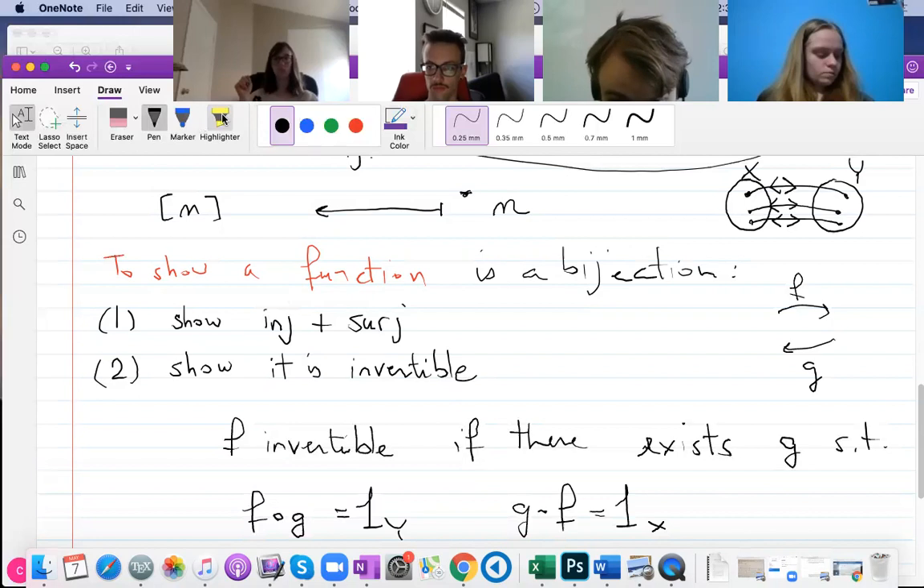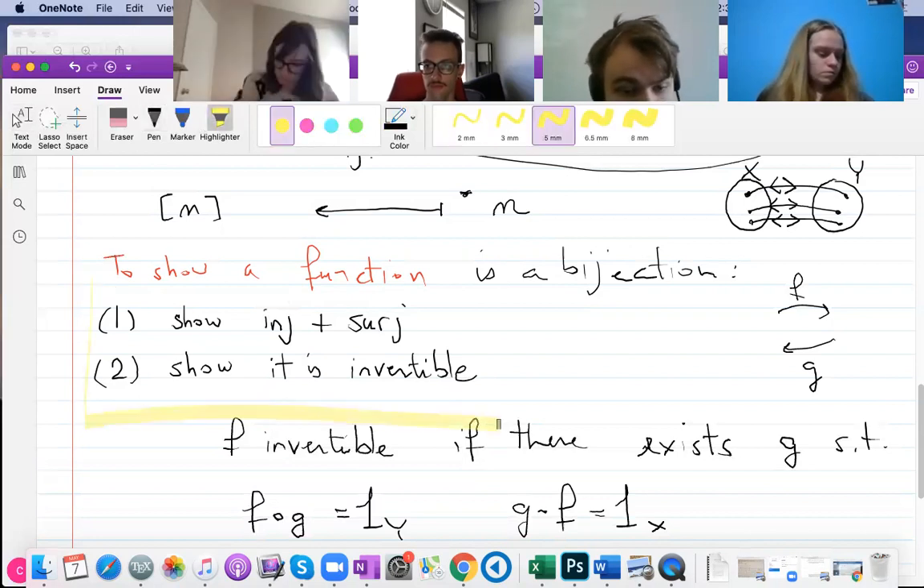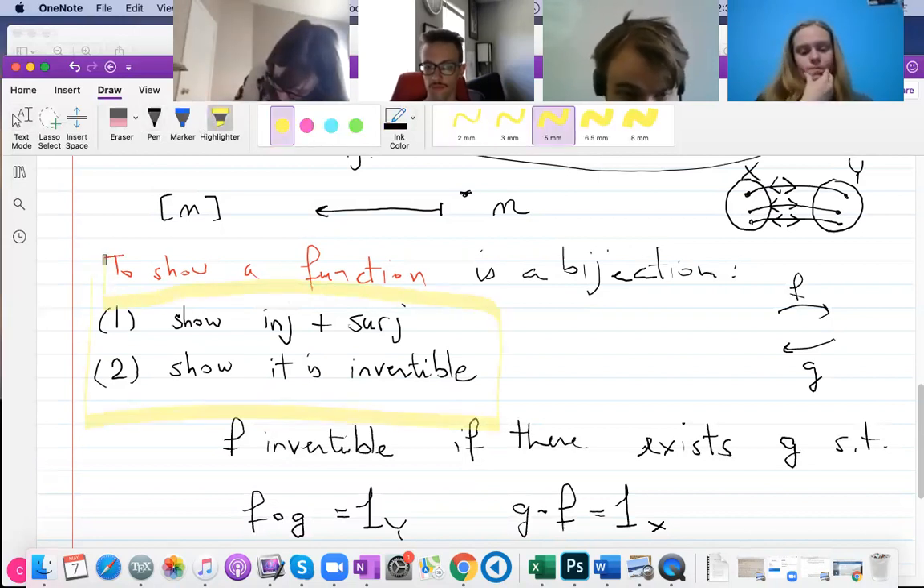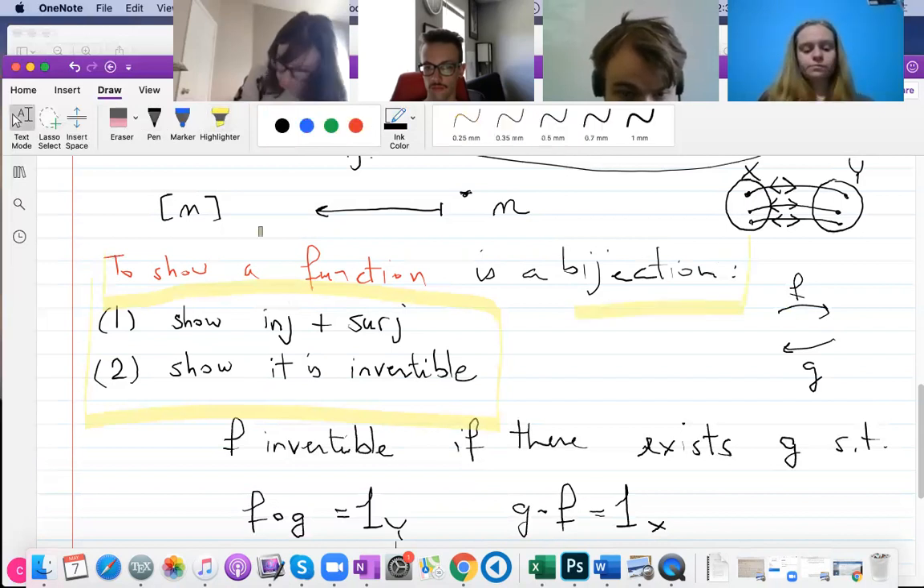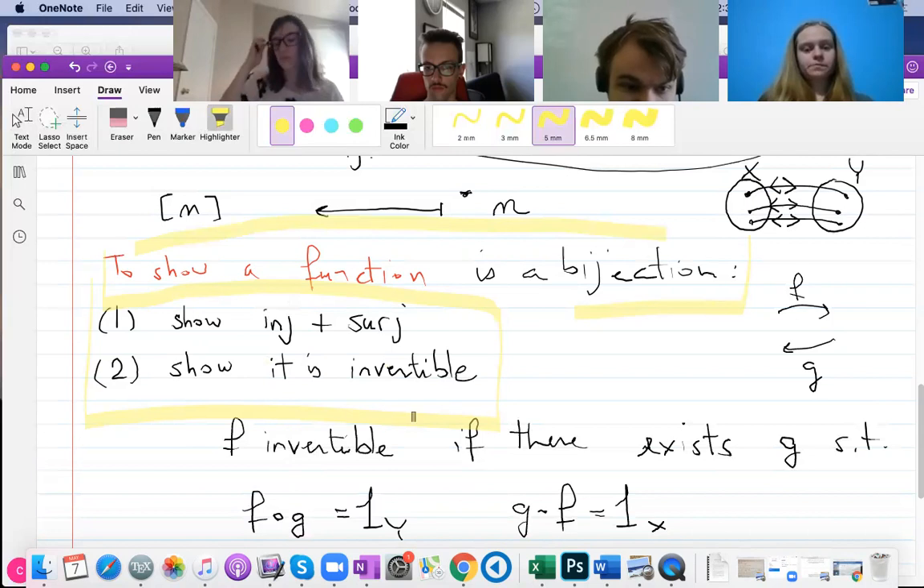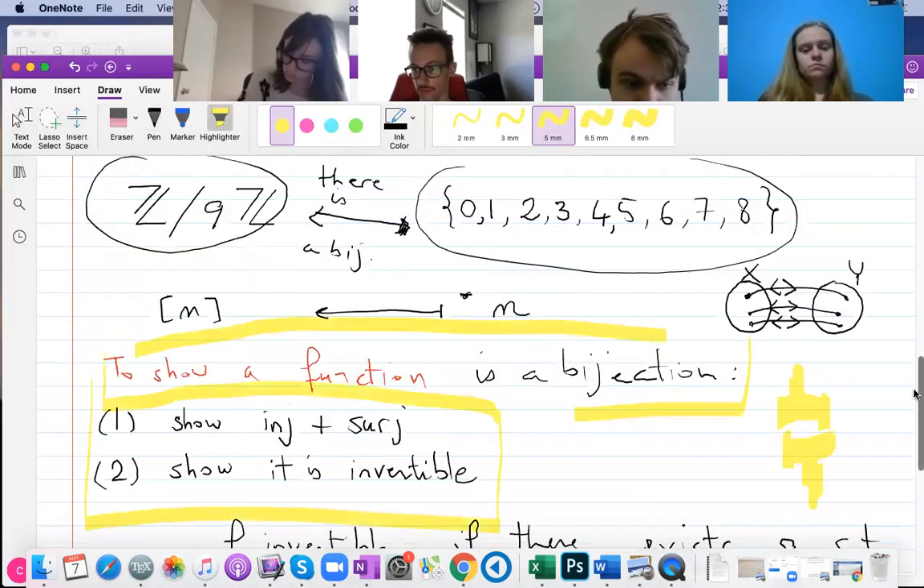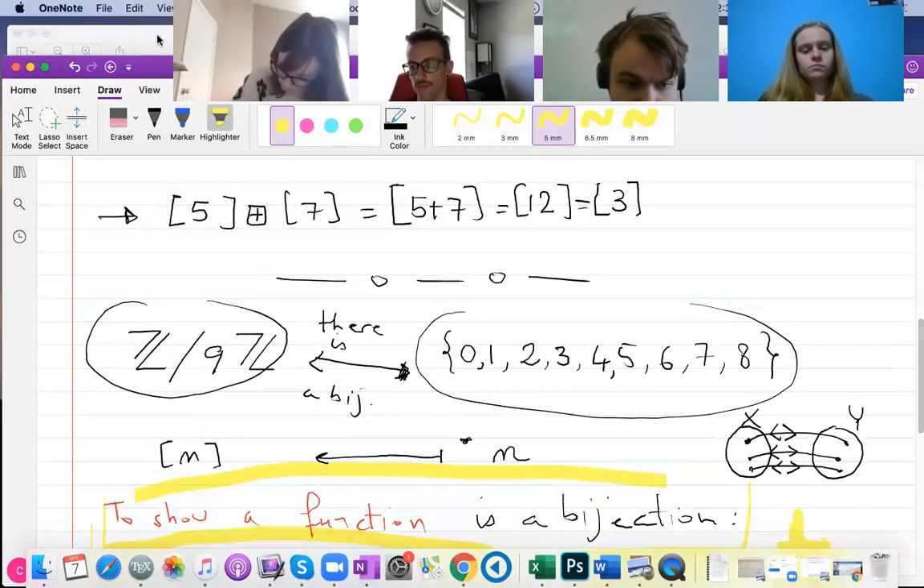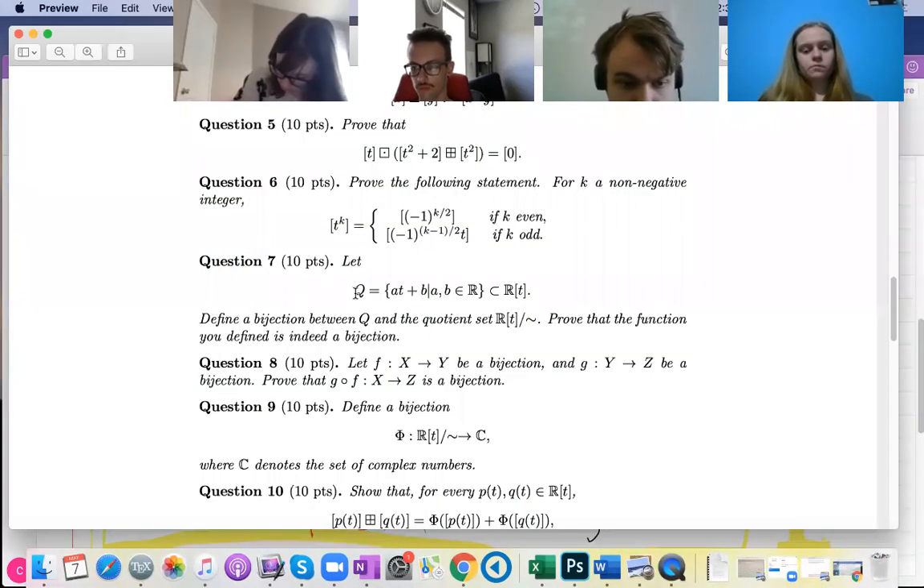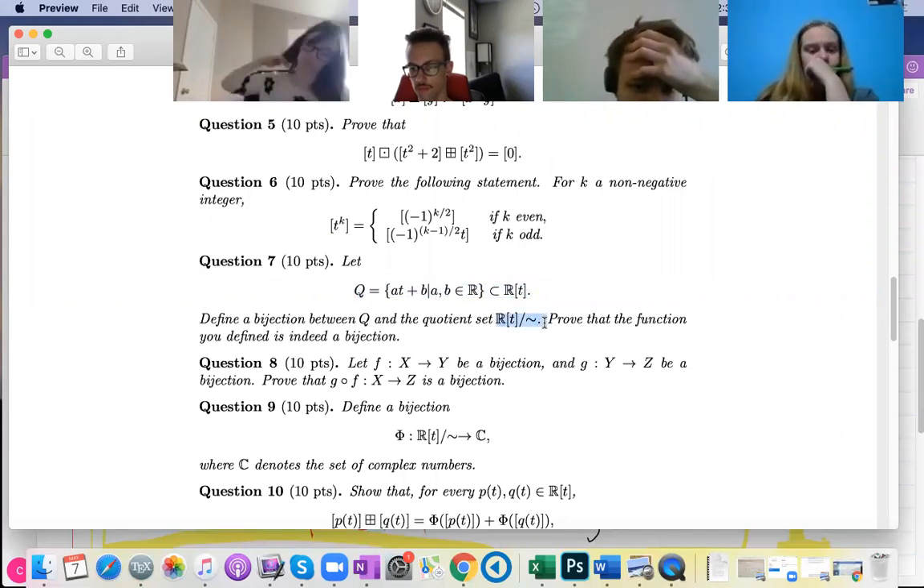Okay, so you don't have to do them both, right? You can choose the one that you feel you're able to do and explain better. But these are two options to show that there's a bijection between this set that I gave you right here, Q, and the quotient set of polynomials via the equivalence relation.